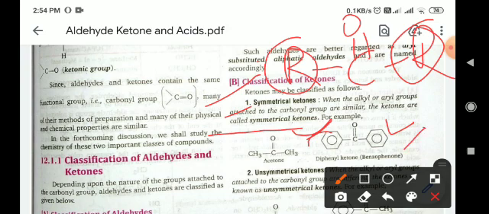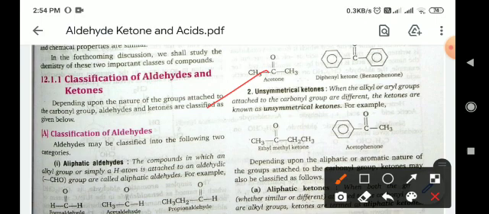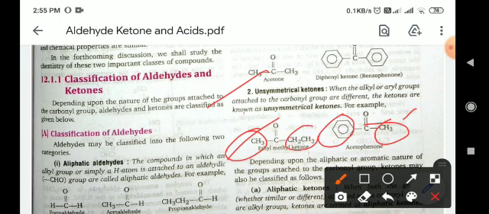This is known as diphenyl ketone, and this is known as acetophenone, in which the same alkyl groups are attached to the carbonyl group. The second type of ketones are unsymmetrical ketones, when these alkyl groups are different. In this compound you can see one is an aromatic system and the other is an aliphatic system, so it is known as an unsymmetrical ketone. Here is another example: one carbon group is present on one side and a two carbon group on the other side. So these are the unsymmetrical ketones.